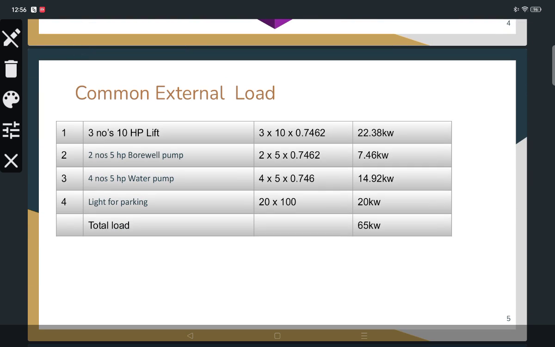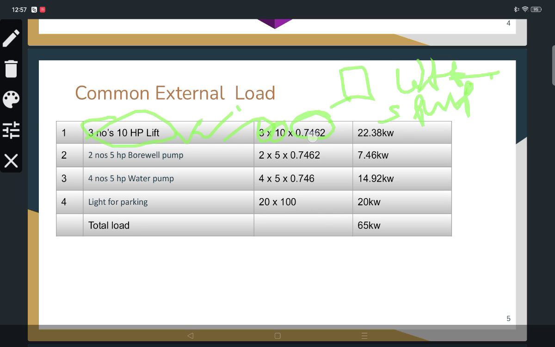Now this is the common load. Let's calculate the common load. How do we calculate it? In a common load there will be a lift, a submersible or borewell pump, or other extra loads like street lights, and many other things can be in the list. So let's count first. First is the number of HP of the lifts. For example, there are 3 lifts in a 10 floor building. So 3 lifts times 10 horsepower, and we convert HP into kilowatts with the factor 0.746 kilowatt.